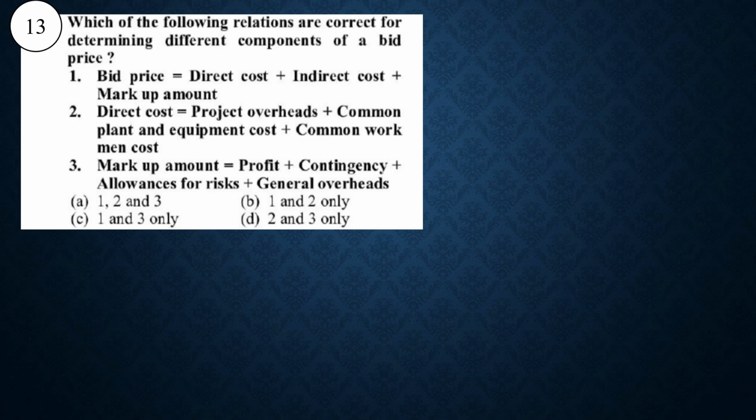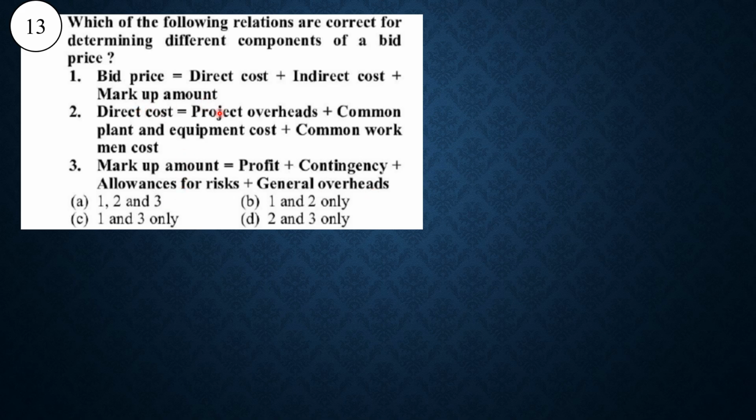13th question. Which of the following relations are correct for determining the different components of bid prices? So first, bid price is equal to direct cost plus indirect cost plus markup amount. So direct cost plus indirect cost is nothing but the base cost, and bid price is equal to base cost plus markup amount, and first option is correct. Then markup amount is equal to profit plus contingency plus allowances for risk plus general overheads. So this markup amount relation is also correct.